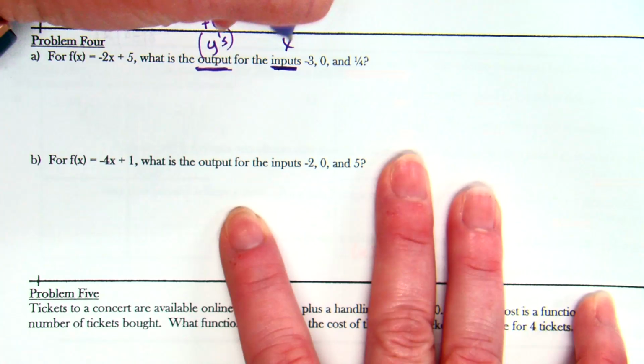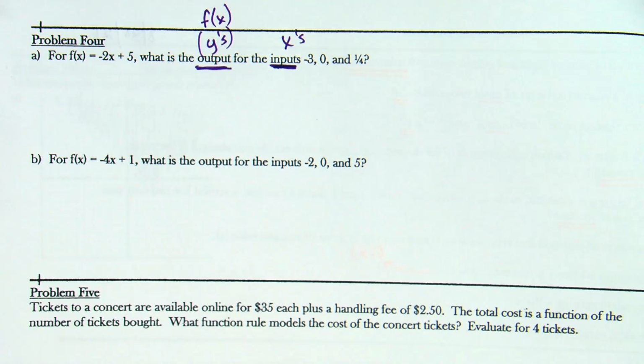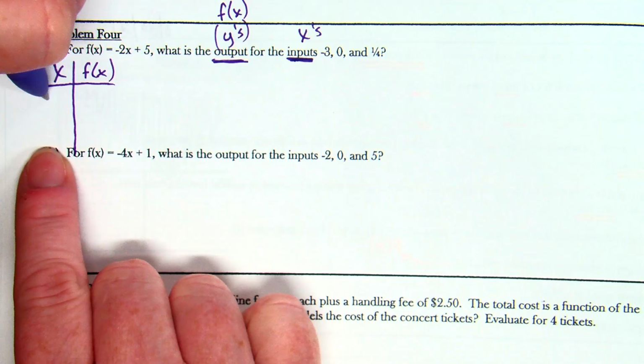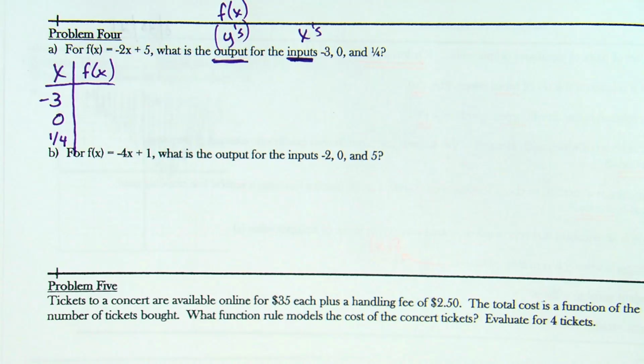So if I think of this, you guys are familiar with XY charts, right? Except I just made an f of x chart. Negative 3, 0, and 1/4 are going to go in the x column, yes? Those are your inputs, your x's. We're trying to find the outputs. f of x equals negative 2x plus 5.